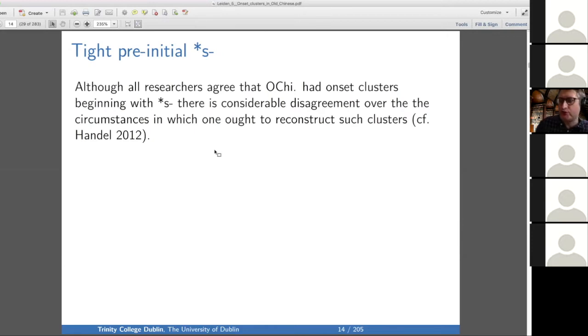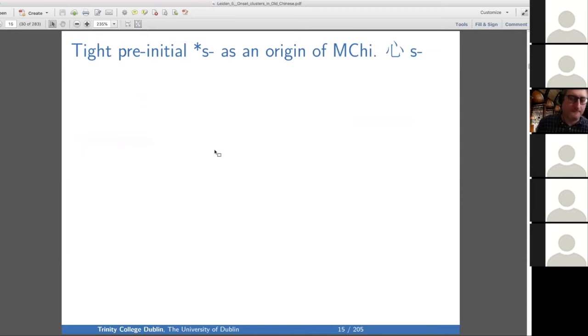Basically, all researchers who think there are consonant clusters at all think there is a pre-initial S, but there is quite, I would even say, vicious disagreement about in which circumstances you should reconstruct this pre-initial S. And Zev Handel has a nice article where he's trying to make the camps kiss and make up. So I think that's a good place to go for that. But I'm going to stick with Baxter and Sagart's presentation.